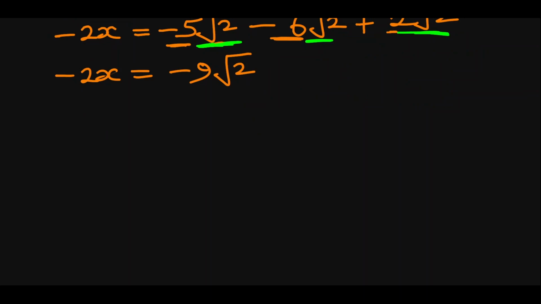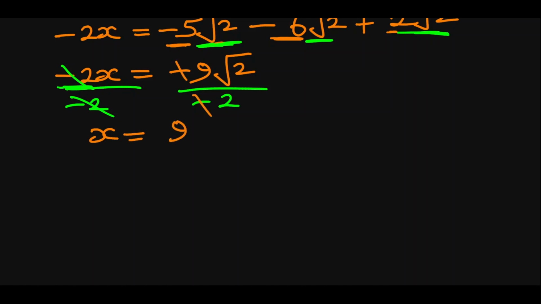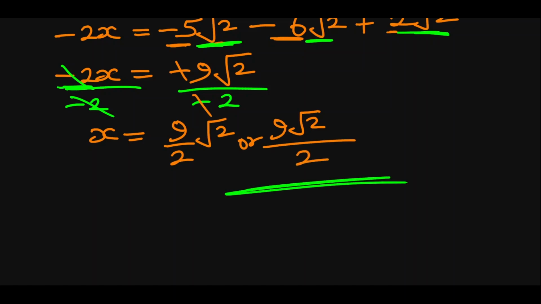We now want to get rid of this minus 2 so that we have just x. And what do we do? We divide both sides by minus 2. If we divide both sides by minus 2, we cancel minus 2 to leave just x here. Then what do we have here? We cancel minus 2, which now gives us 9 over 2 root 2, or more appropriately, you can say 9 root 2 over 2. And that becomes the final answer for x.